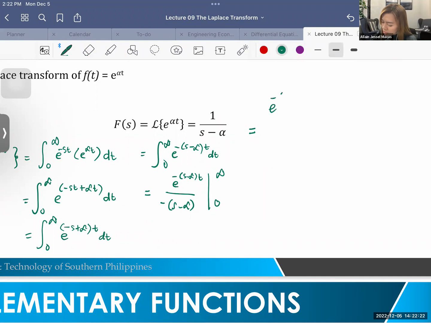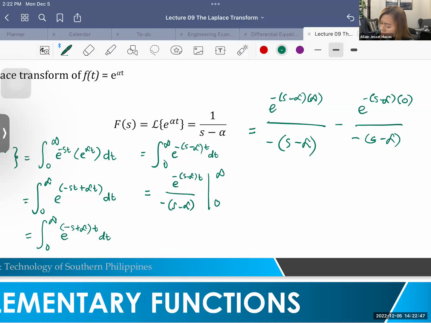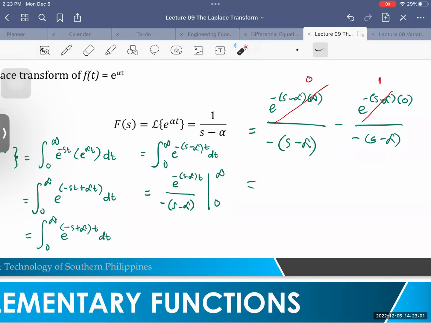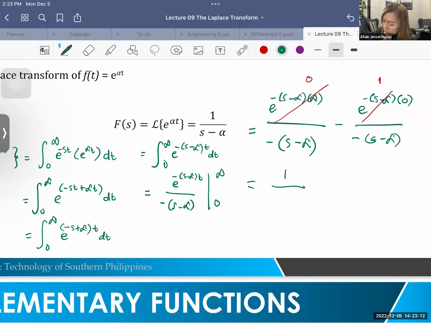So we have e to the negative s minus alpha times infinity over negative s minus alpha. Minus alpha times 0 over negative s minus alpha. Same na gyapon, no? This first term is unsa man ni siya? 0, correct. And this one is 1 over s minus alpha. That means kining whole thing is 0, and then we have a negative here and a negative, may mga positive. So we have proven that it's indeed equal to 1 over s minus alpha.